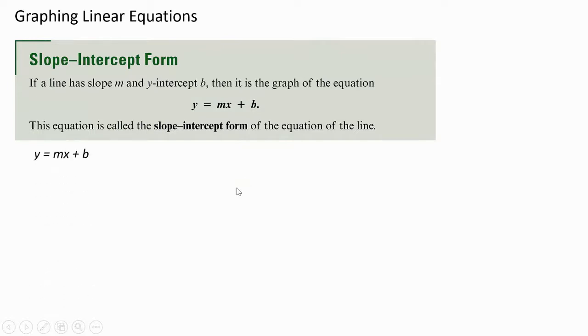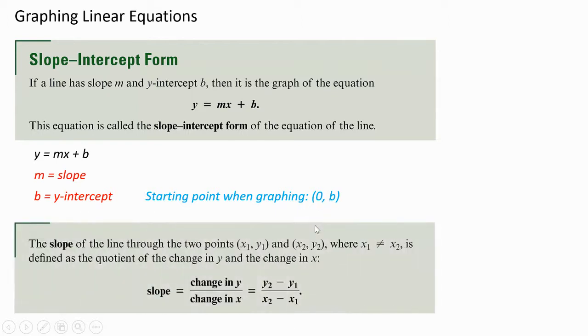Okay, so how do we graph using the slope-intercept form? So here we have y equals mx plus b. M is your slope. B is the y-intercept. Okay, and b is also your starting point. So whatever this is, that's your starting point on the y-axis. You can actually go straight to the y-axis, right? Whatever b is, or actually by plotting the point 0, b.